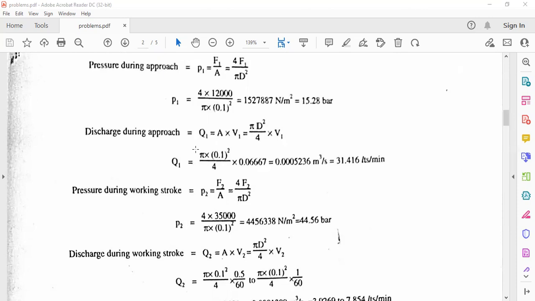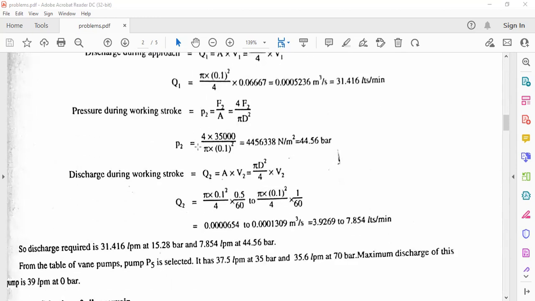Discharge during working stroke, Q2 equal to A into V2, which is pi D squared upon 4 into V2. Q2 equal to pi into 0.1 squared upon 4 into 0.5 upon 60, to pi into 0.1 squared upon 4 into 1 by 60. So 0.3927 to 0.7854 liters per minute. So the discharge required is 31.416 liters per minute at 15.28 bar and 7.854 liters per minute at 44.56 bar.